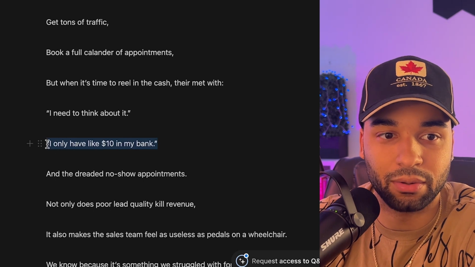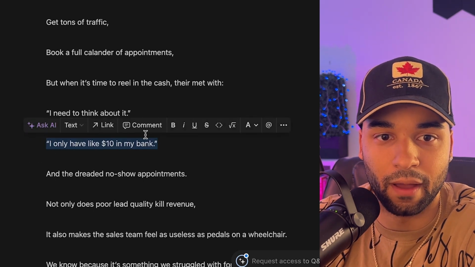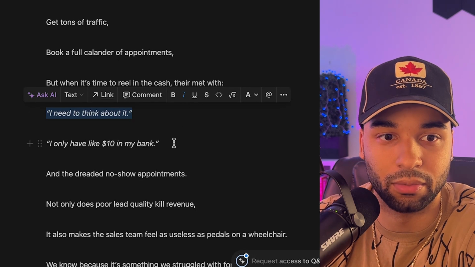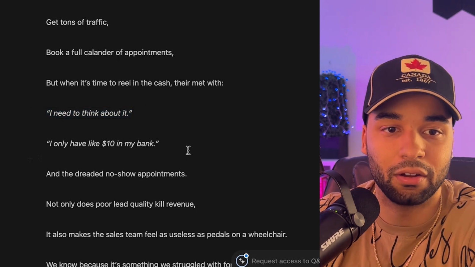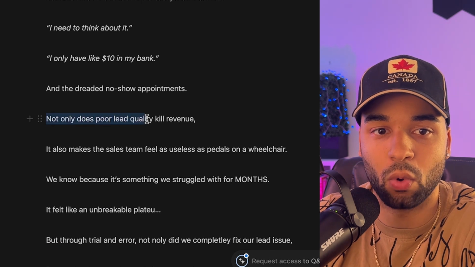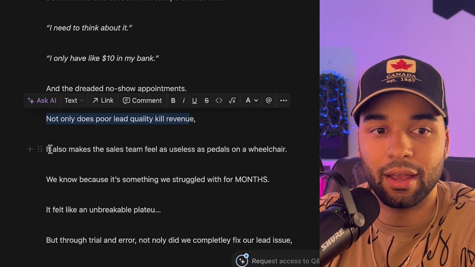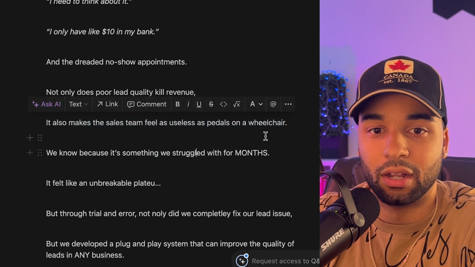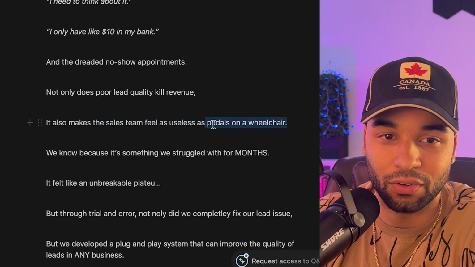And usually when I do these quotations, I'll put them in italics because it makes it look more like a quotation. So boom. I need to think about it. Only have $10 in the bank, or the dreaded no-show appointments. Not only does poor lead quality kill revenue, it also makes the sales team feel as useless as pedals on a wheelchair.